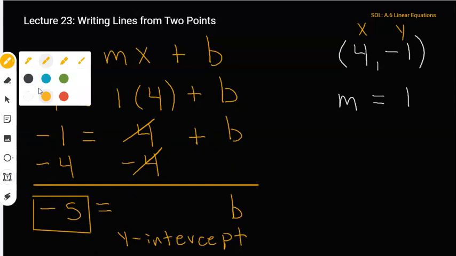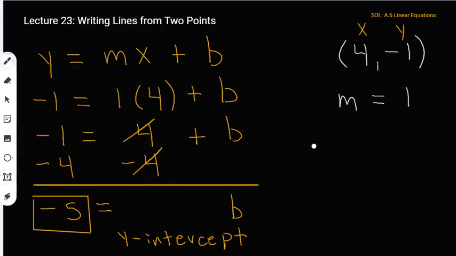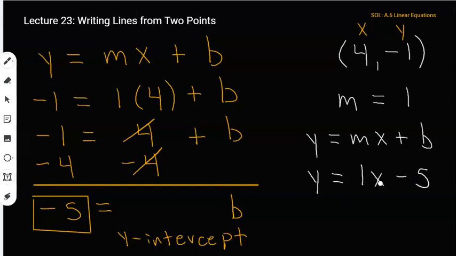The last thing that I'm going to do is write my answer as y equals mx plus b. My m is going to be 1, so I get 1x. And my b is -5, so I'm going to put a -5 right there. And I'm done. That's my answer: y equals 1x minus 5.